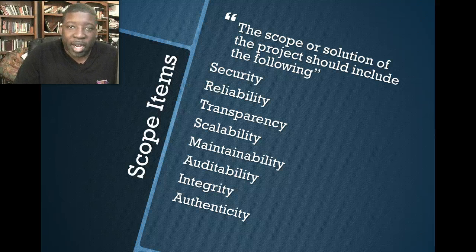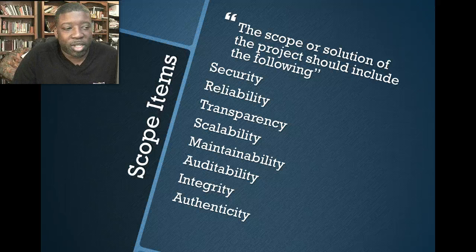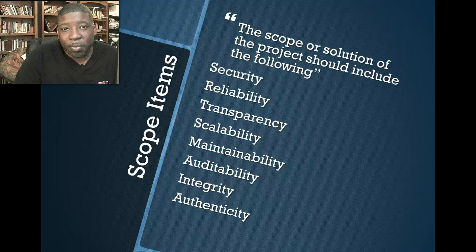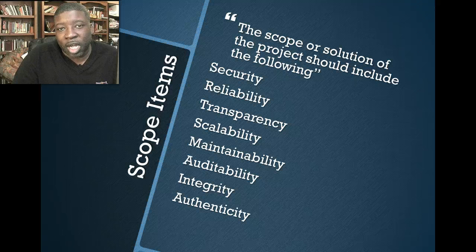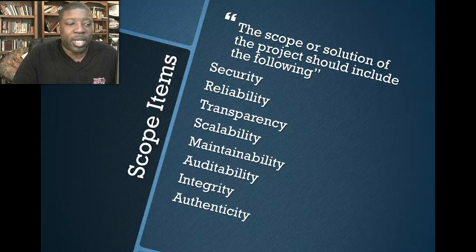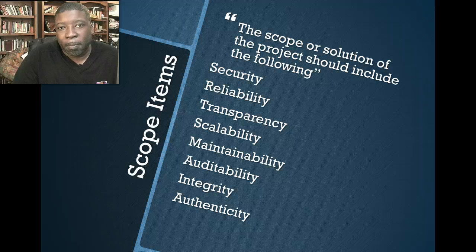So with that in mind, your scope should always include these things: security, reliability. We just talked about security. Reliability means that it works. Transparency is not so much in your face that you can't do your job. The security does not prevent you from doing your job. It's transparent. Scalable, it grows with your company. Maintainability, you can maintain it. You can look at it, you can grow it, you can update it, you can patch it.